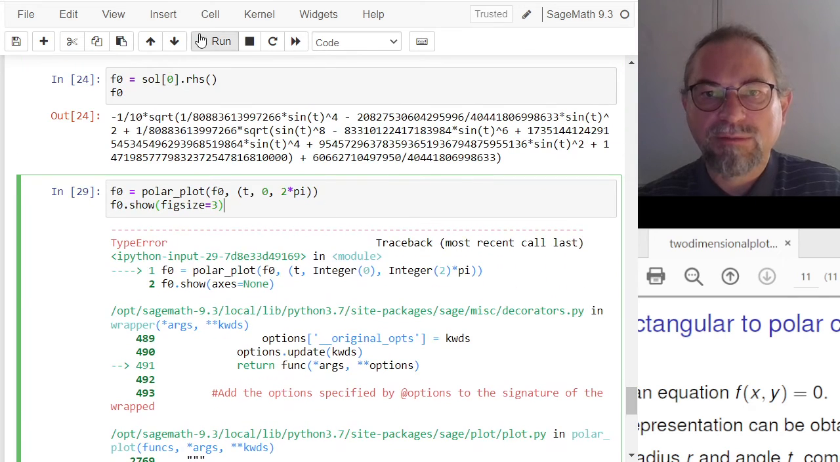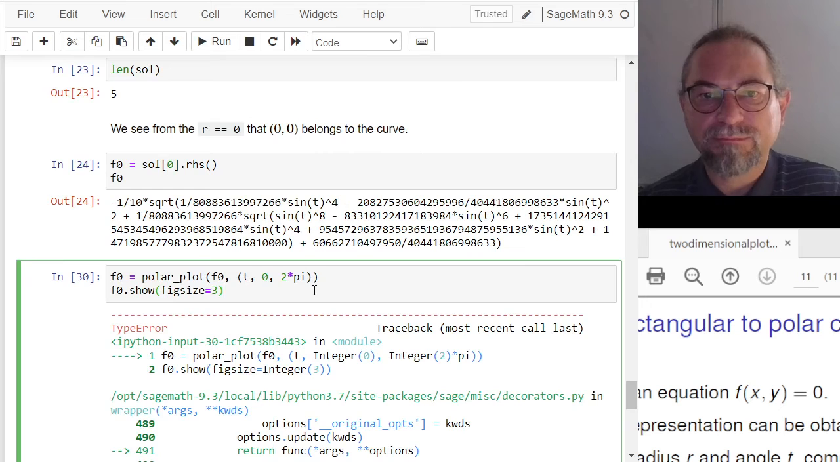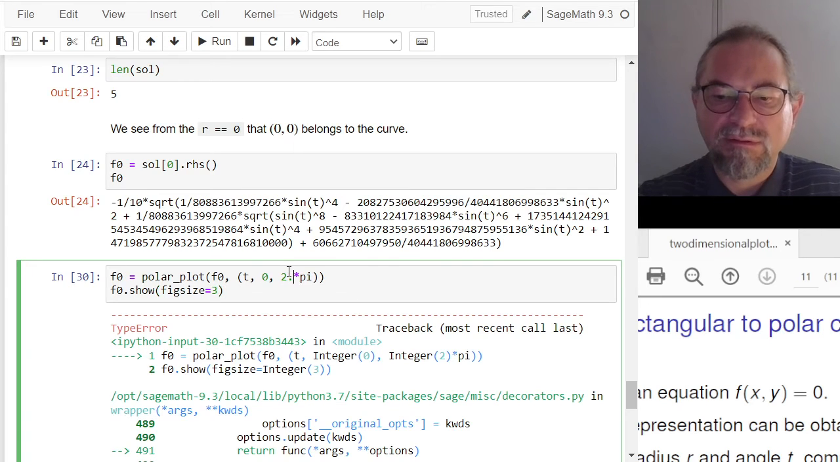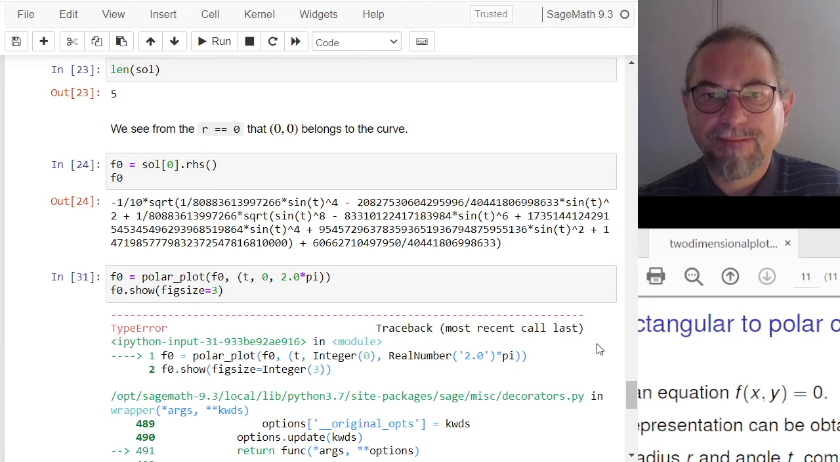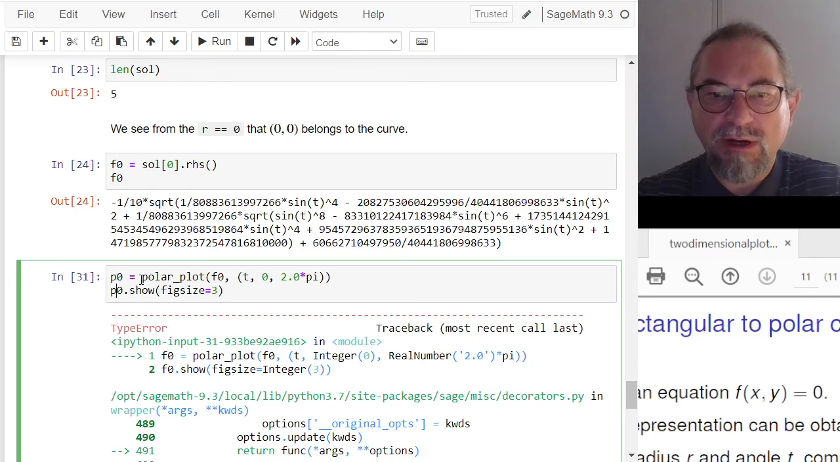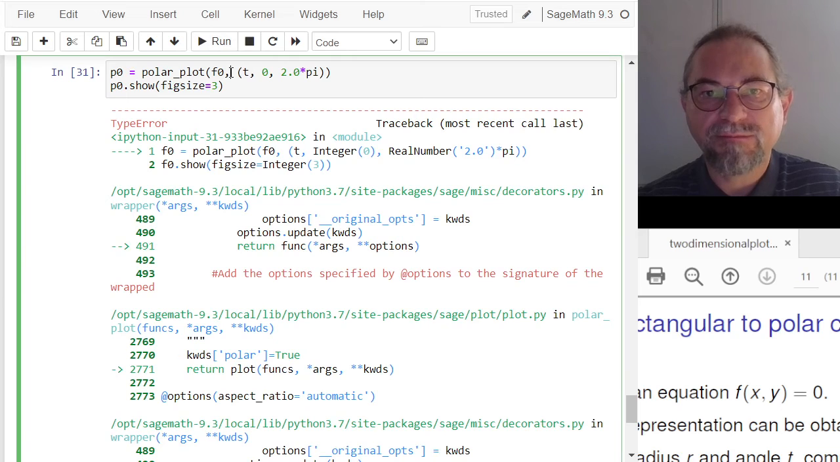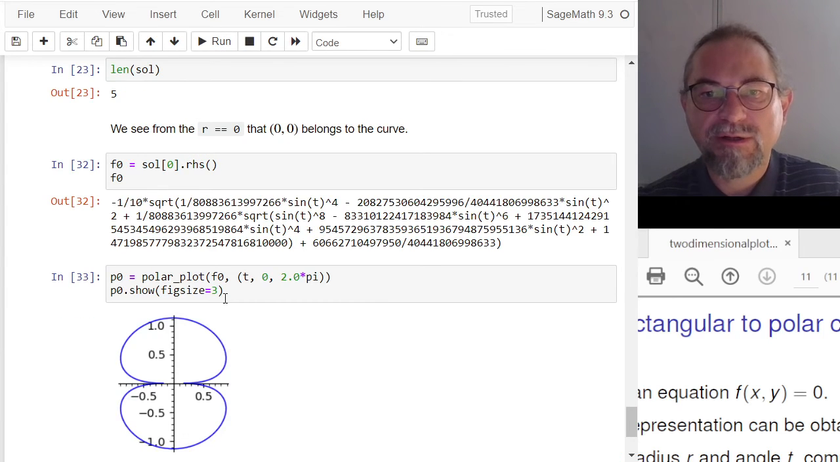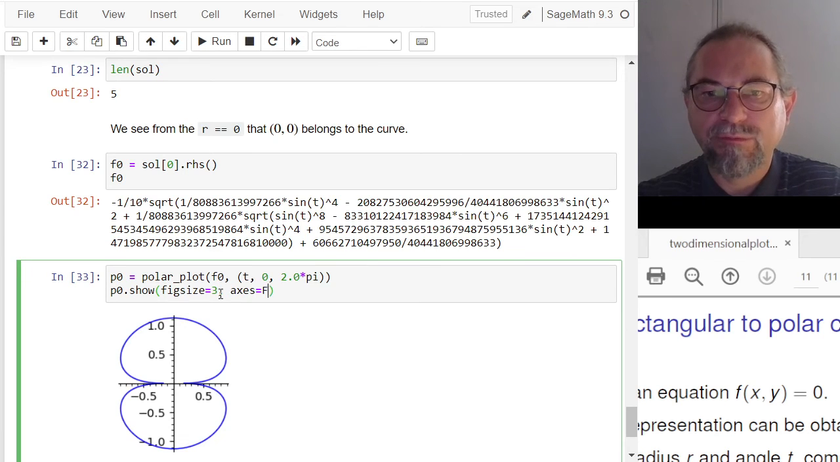It got an unexpected keyword. How could that be? So I have an expression in t. So f naught is in t. Oh, of course. So I was reassigning the polar plot. So here we are, and I can remove the axis.